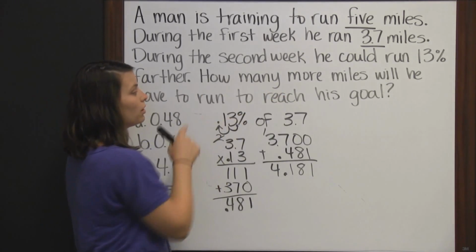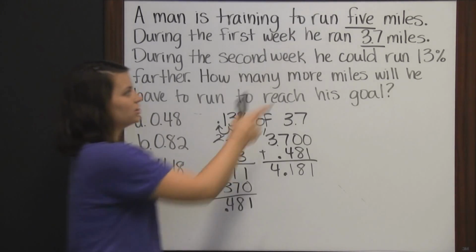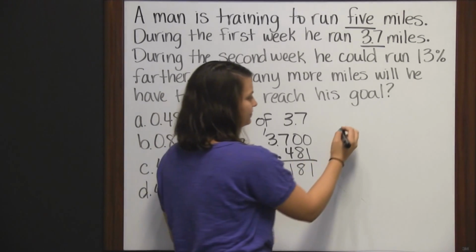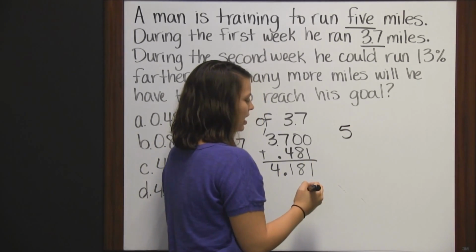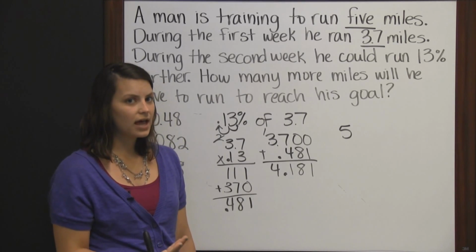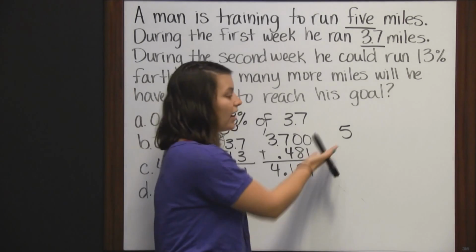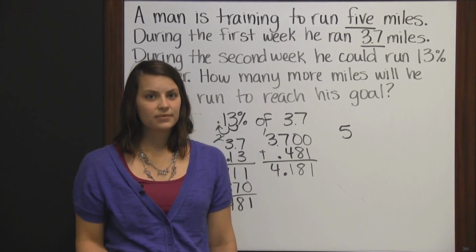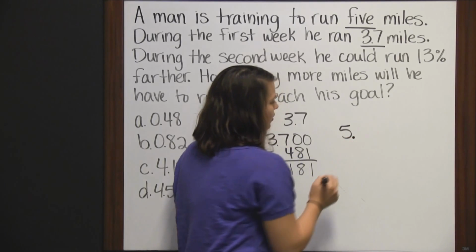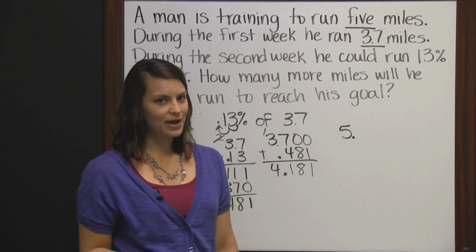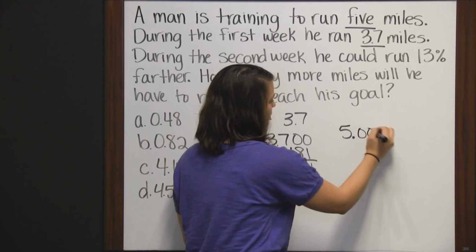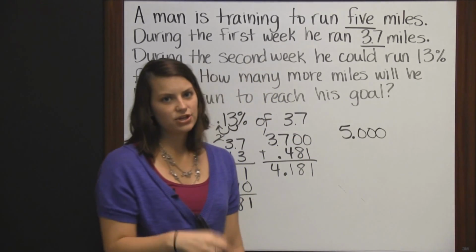So how many more miles will he have to run to reach his 5-mile goal? To find that, we'll have to subtract. So take the 5 miles, and remember with decimals, either adding or subtracting, we have to line up the decimals. In 5, we don't see a decimal. Well, if you can't find the decimal, then the decimal's behind the number. So this is 5, and you can add as many zeros as you want to add. And the number doesn't change.